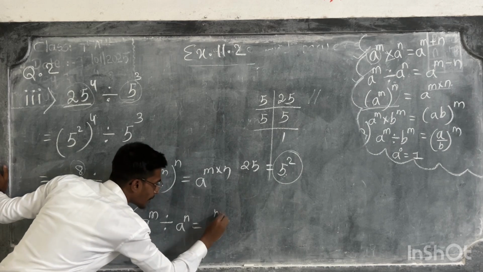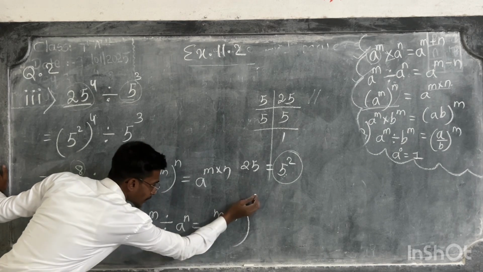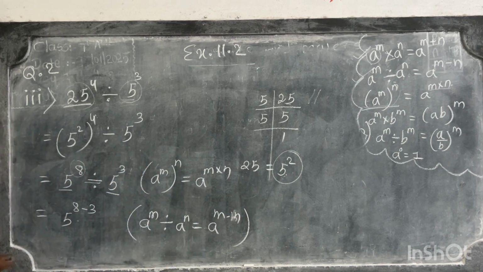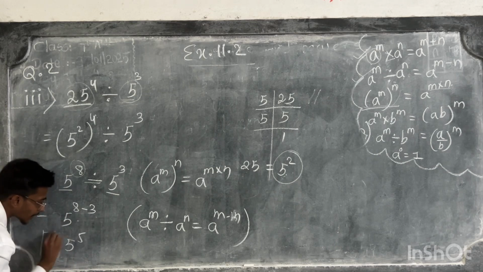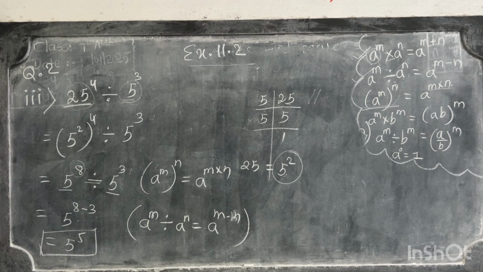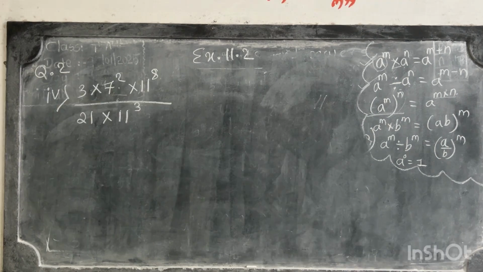A to the power m minus n. When I subtract 3 from it, I get 5 to the power 5. This is nothing but our required answer. So write down. Now come to the next question.